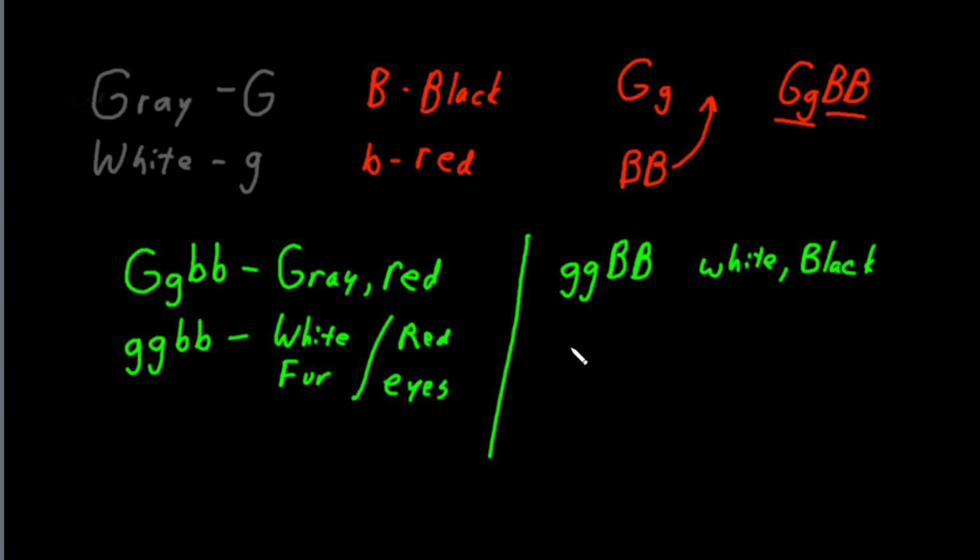The other one is heterozygous for fur color and heterozygous for eye color. And so it would be a gray fur, black eye rabbit. All right, and so that is how we do number 1. Let's look at number 2.